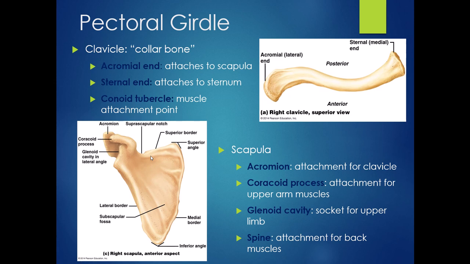That's the posterior scapula. And then the glenoid cavity here, which is the socket for your humerus, your arm bone, is then on the lateral side of the scapula. The medial side of the scapula is more towards the middle of the body. The acromion is where the clavicle attaches, and then the coracoid process here, which is also very anterior, is a muscle attachment point.